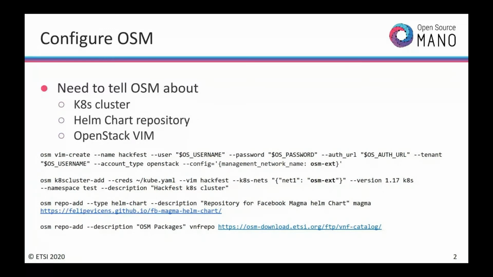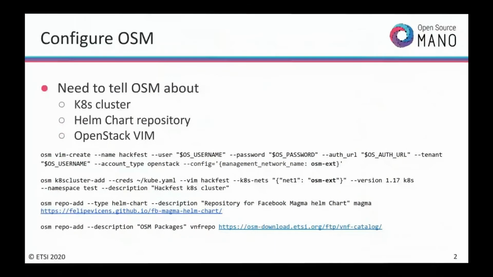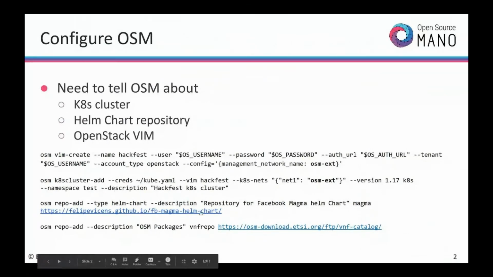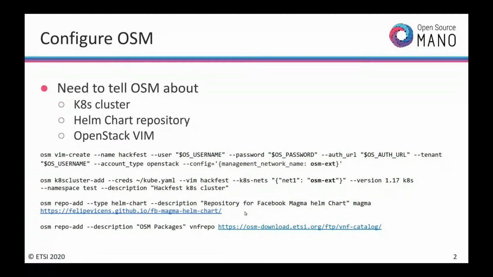But has anyone had issues with the creation of the repository add, or do we need to double check that? So we are going to add one more thing, and that is right down here: this OSM repository add, type Helm chart repository for Facebook Magma Helm chart.